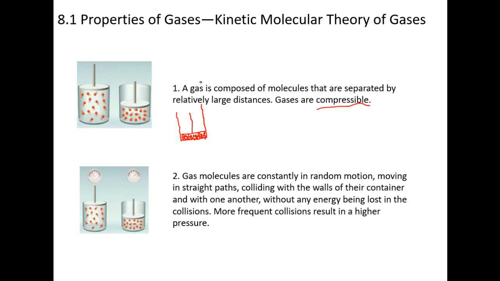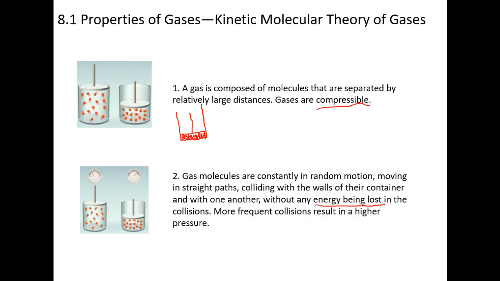Well, the pressure on that planet is so great that it's actually liquefying a gas that we would normally see as a gas on our planet. Okay, so it's all based on the pressures. All right, second thing is that gas molecules are in constant random motion. They are moving in straight paths, colliding with the walls of the container and with each other without any energy loss. There's no loss of energy. This is an assumption that we have to make.